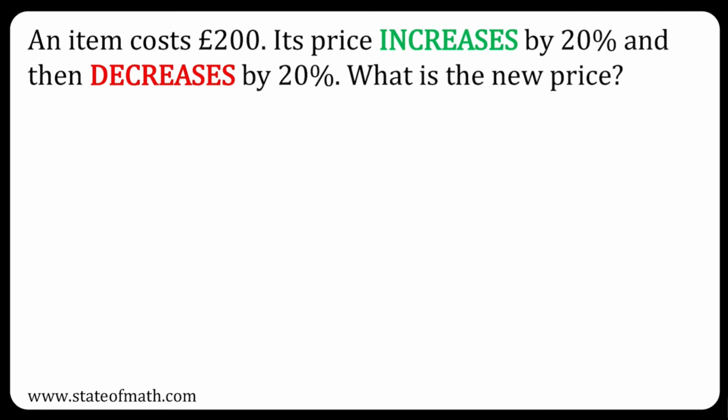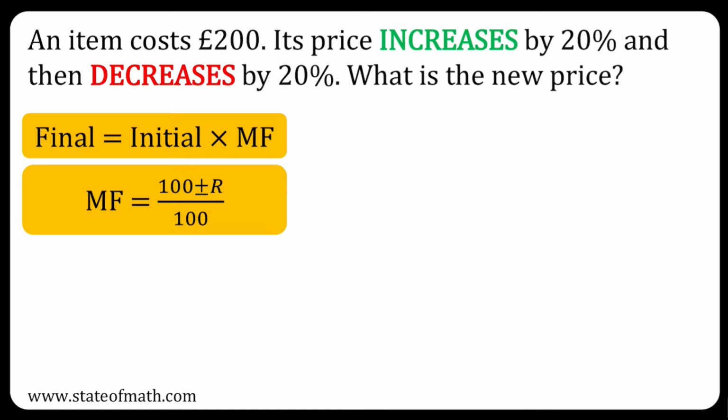Now, how can you find the answer faster? By using the formula: final equals the initial times the multiplying factor, where the multiplying factor is equal to (100 plus or minus r) over 100. r is the percentage increase or decrease. We use plus for an increase and a minus for a decrease.